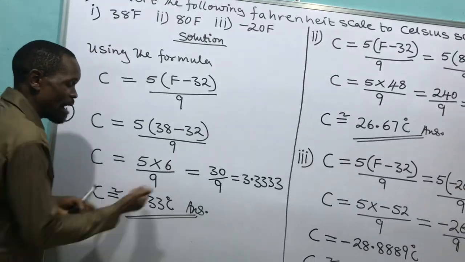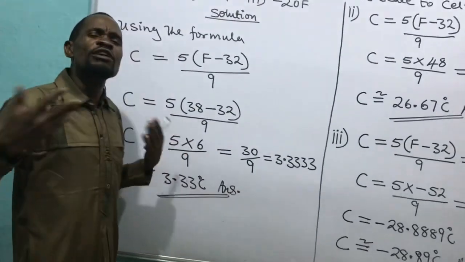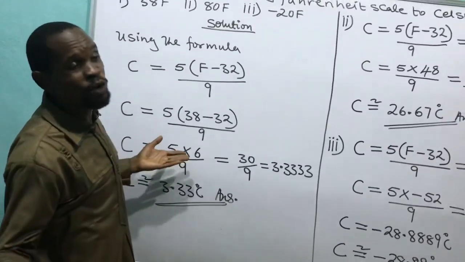But I am now approximating to 2 decimal places. You can also leave it in 1 decimal place. It depends on what they ask you.